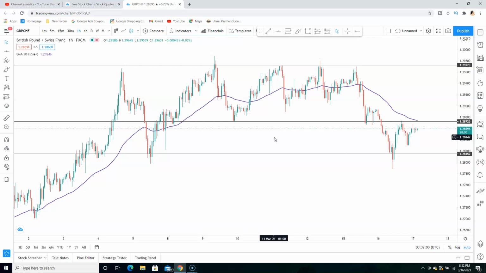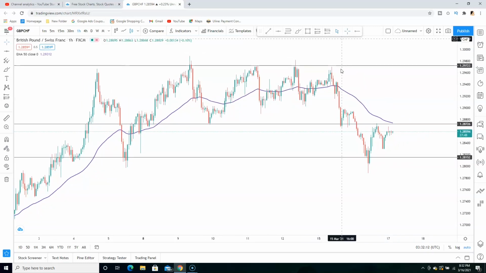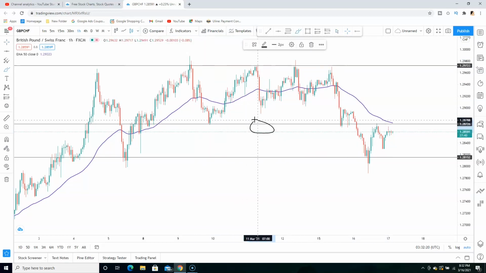Now to use this strategy, if we take a look at this sell right here, and the market is currently open right now, if we take a look at this sell over here, we can see that we had a support zone over here. This was our support zone over here.